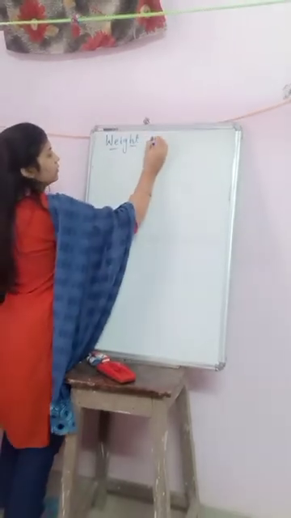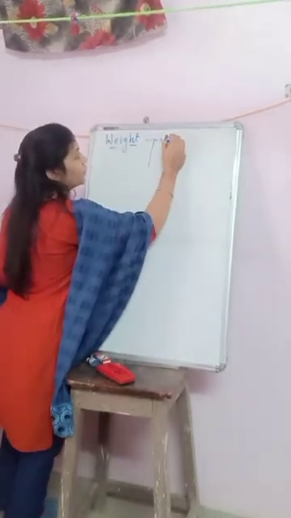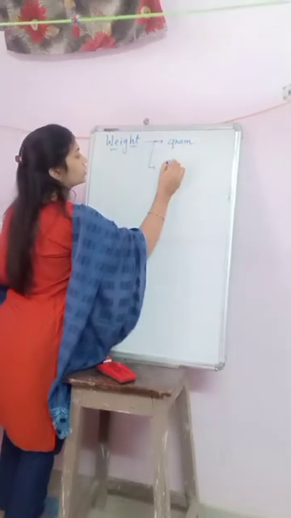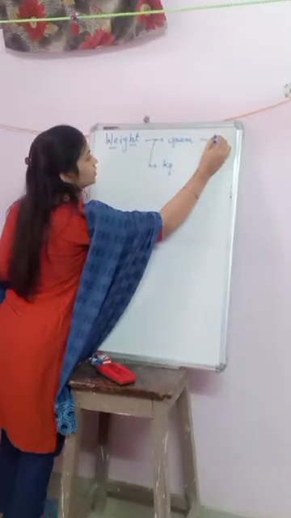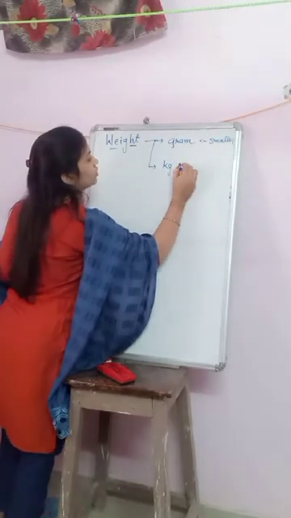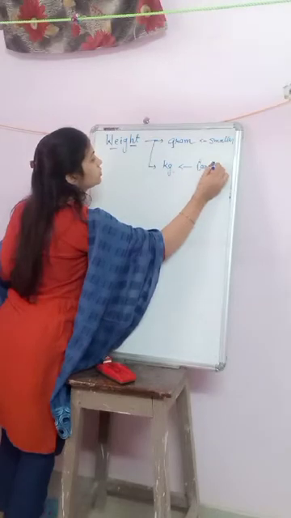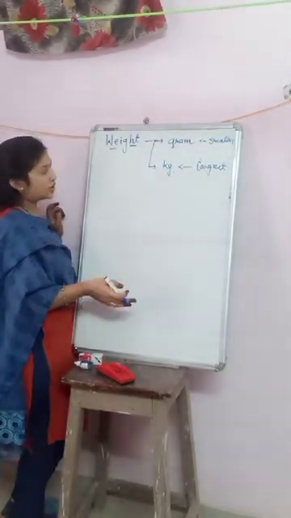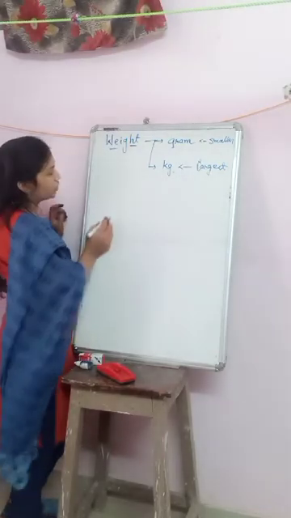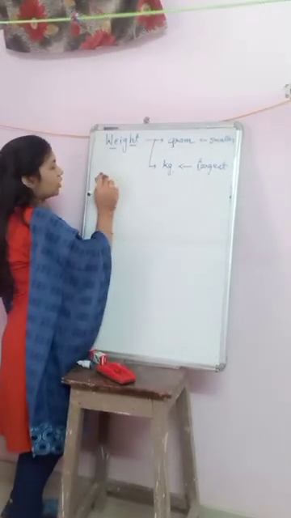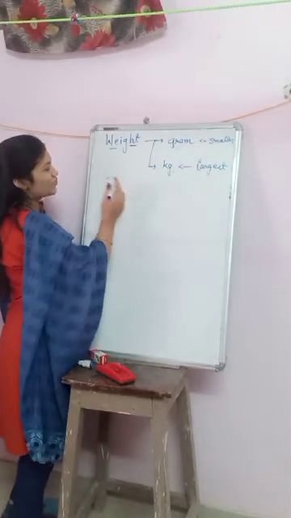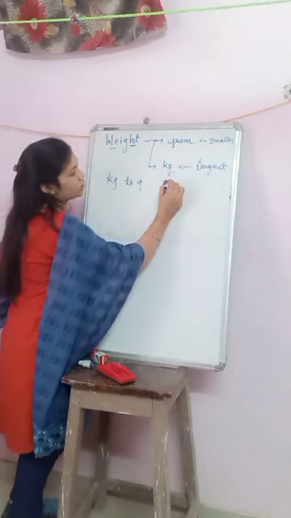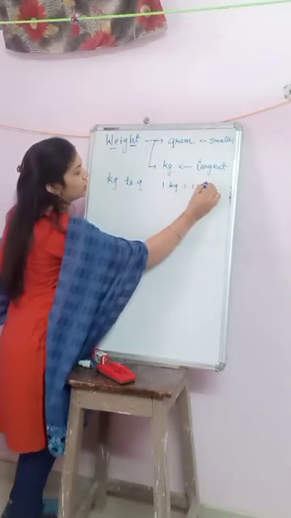In weight we are learning two units. First is the gram and second is the kilogram. Gram is the smaller unit and kilogram is the larger unit. So in that we are also doing a conversion. First, larger unit to smaller unit, that is kilogram to gram, for that we are using 1 kilogram equals 1000 gram.